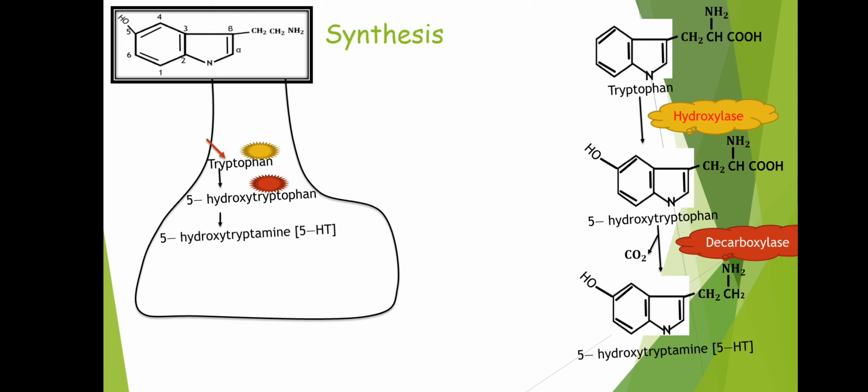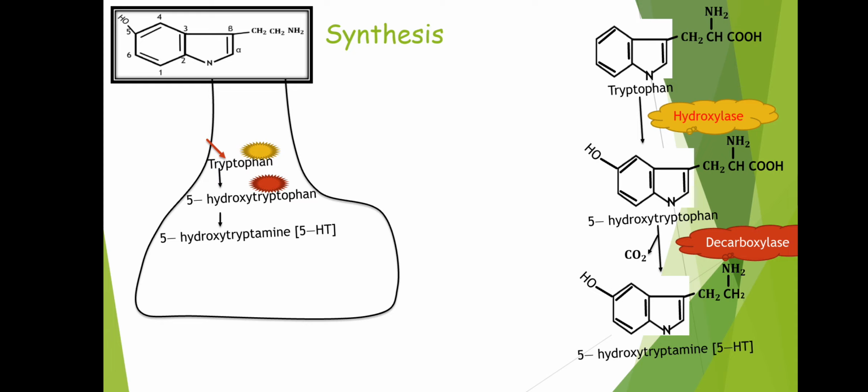Okay, so for the synthesis of serotonin we want two enzymes, and it is a two-step process. Initially, tryptophan moves inside into the nerve ending of the serotonergic neuron, and it meets with an enzyme hydroxylase, and this hydroxylase will convert tryptophan into 5-hydroxytryptophan. Next, this 5-hydroxytryptophan meets with another enzyme, the decarboxylase, and this decarboxylase will remove COO, so that 5-hydroxytryptophan gets converted into 5-hydroxytryptamine. So this is about the synthesis of 5-hydroxytryptamine.